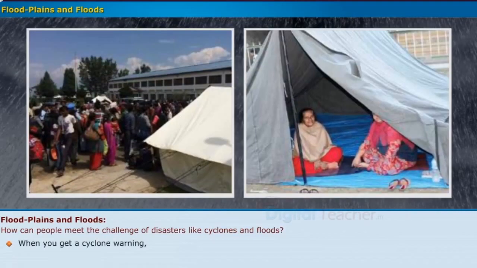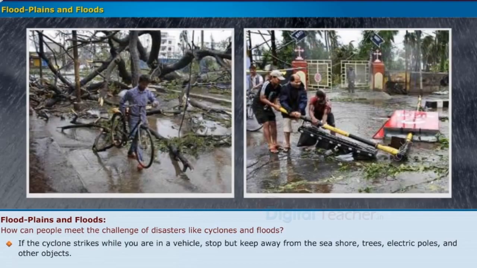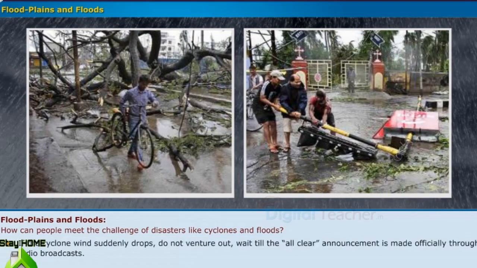When you get a cyclone warning, search the nearest available place where protection could be sought. Do not venture outside, especially into the sea. Close the doors and windows and stay indoors. If the cyclone strikes while you are in a vehicle, stop but keep away from the seashore, trees, electric poles and other objects. If the cyclone wind suddenly drops, do not venture out.